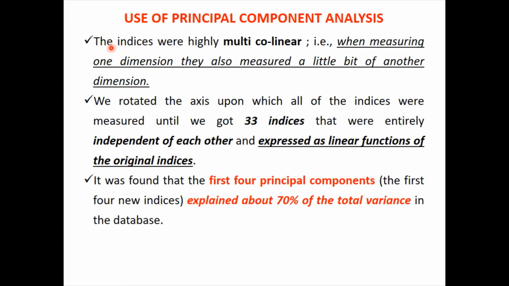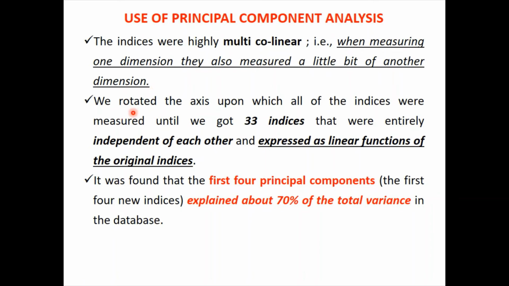And the indices which were found are highly multicollinear. That is, when measuring one dimension, they also measure a little bit of another dimension. With the example we have already taken for indicators, considering the case of US fuel measurement of vehicles.